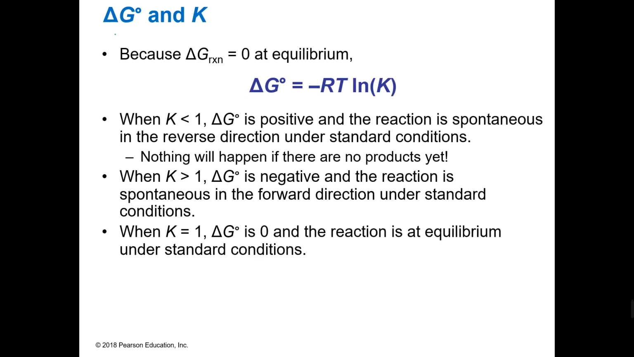So our relationship between delta G naught and K, again, you got to remember, K is at equilibrium. So when delta G of the reaction is equal to 0, that means it's at equilibrium. So if K is less than 1, delta G is going to be positive. If K is greater than 1, delta G is going to be negative. And when K equals 1, delta G is going to be 0, and it's at equilibrium.